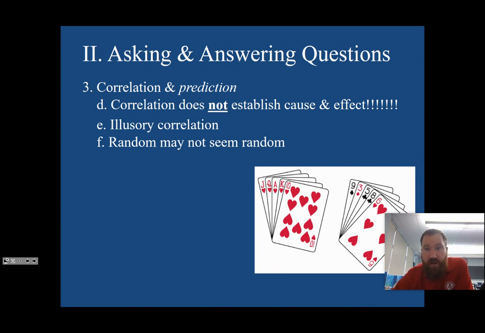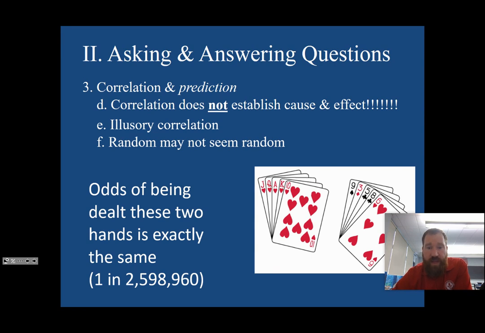Well, turns out the odds of getting both of these hands dealt to you is exactly the same, right? It's statistics. You're getting dealt 5 cards out of 52. The odds of you getting one versus the other are exactly the same, 1 in 2.5 million. We just tend to place value on one of these hands and not the other.